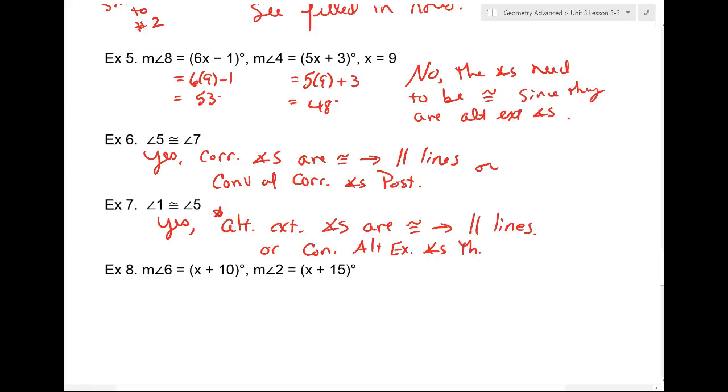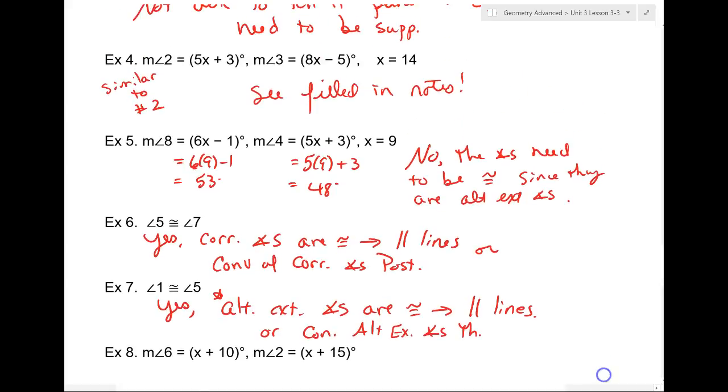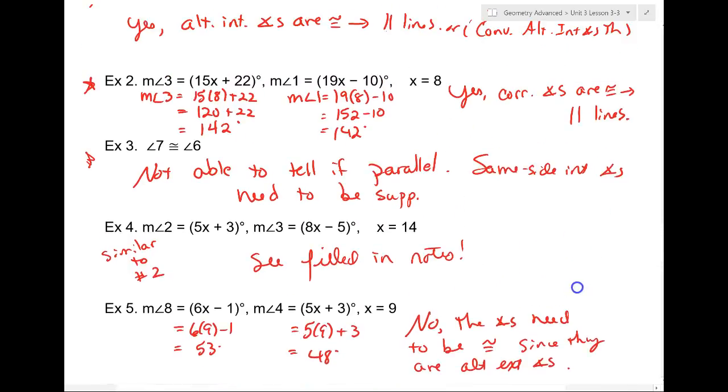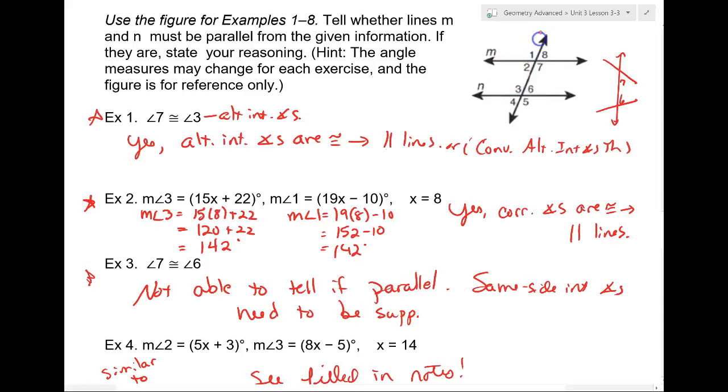It's easier. All right, how about number 8? Let's see what number 8 tells us. On number 8, it tells you that angle 6 is x plus 10 degrees and that angle 2 is x plus 15 degrees. Alternate interior angles.